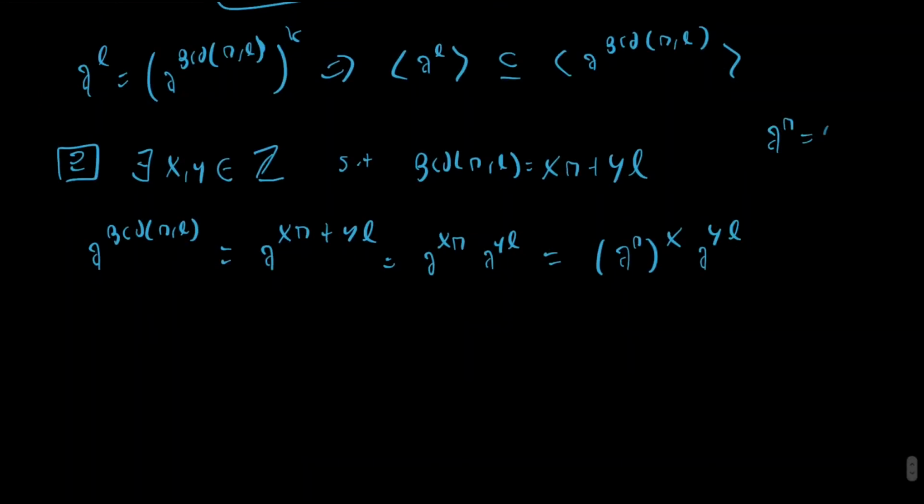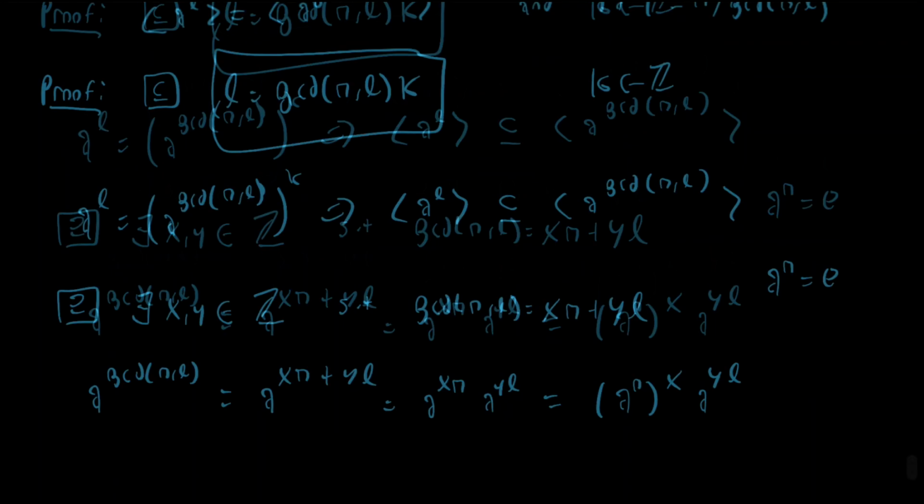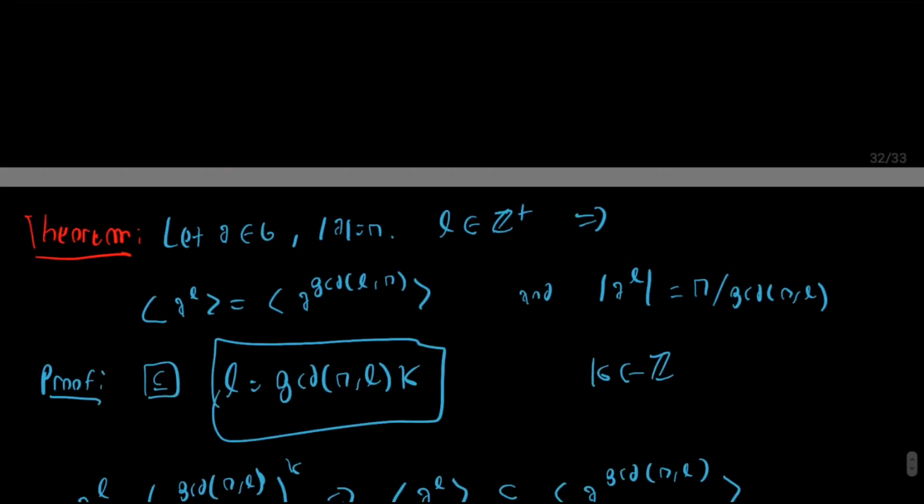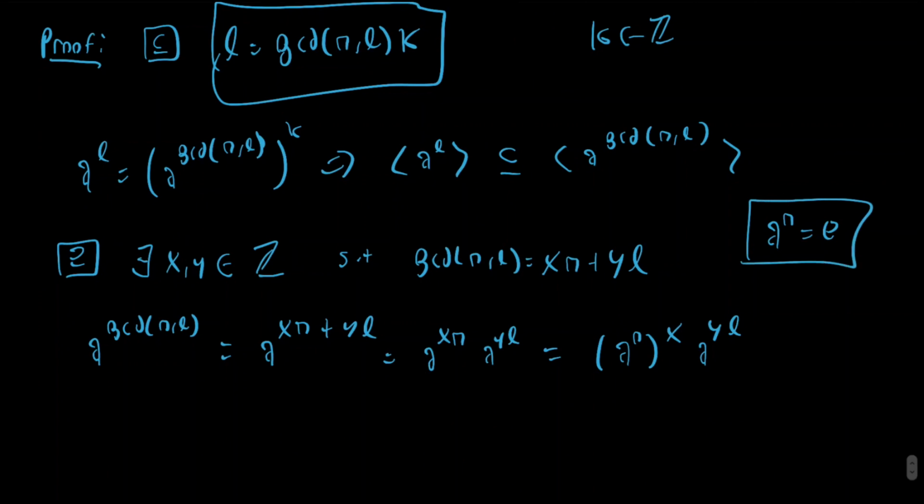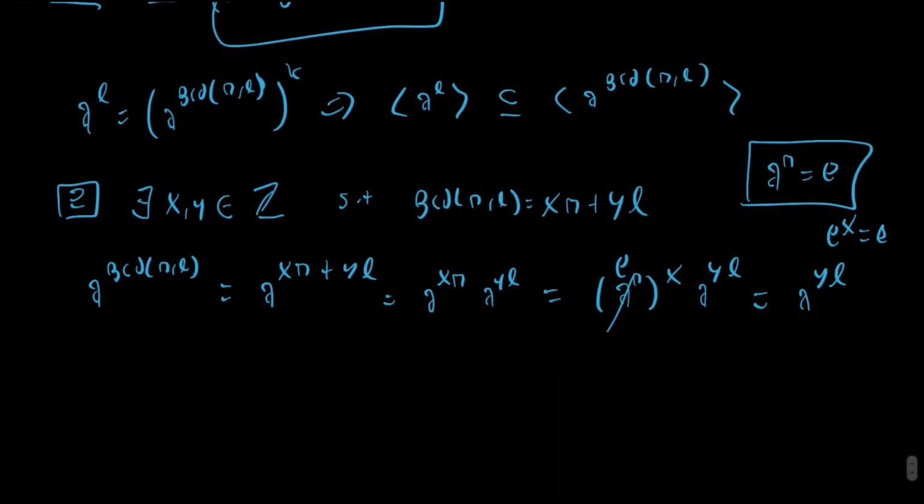But being the order of A equal to n, as we suppose here, this equality will be true, and so this will just be the identity. The identity to the x will just be the identity, and this reduces to A to the y times L. Okay, but what do we have here?